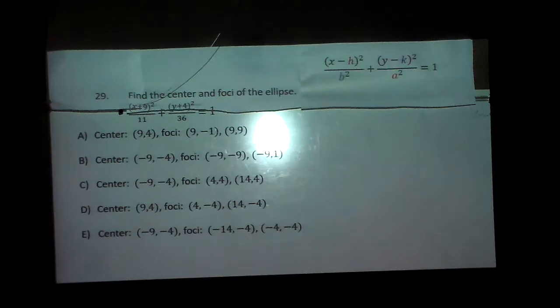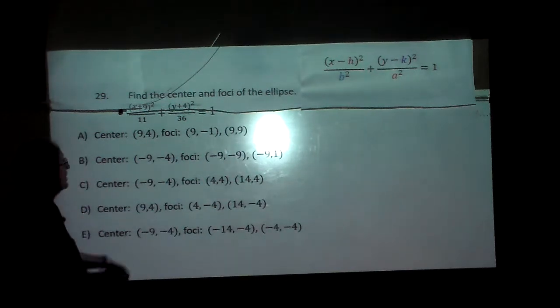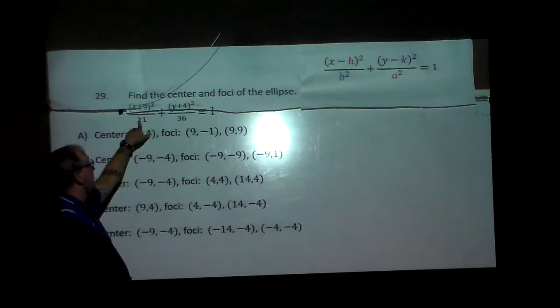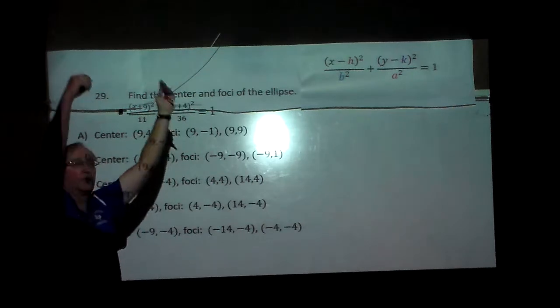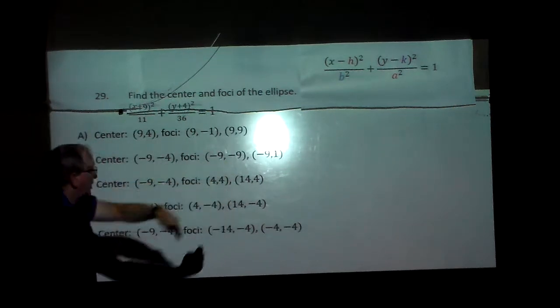Well, first off, my formula is right up here, and notice the h and k in this form is the center. Something else I want to point out: a² is always the larger of these. 36 is larger than 11, so I know this ellipse tends to be a little more vertical than it is horizontal.